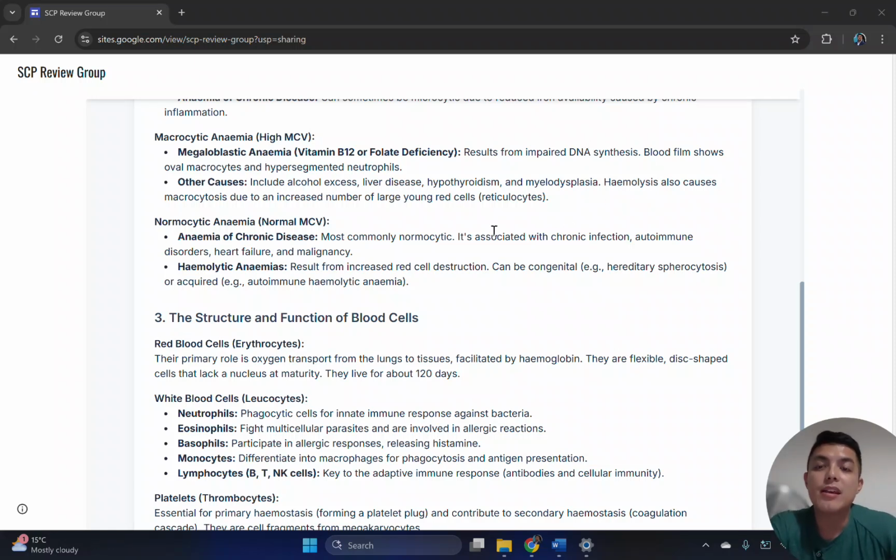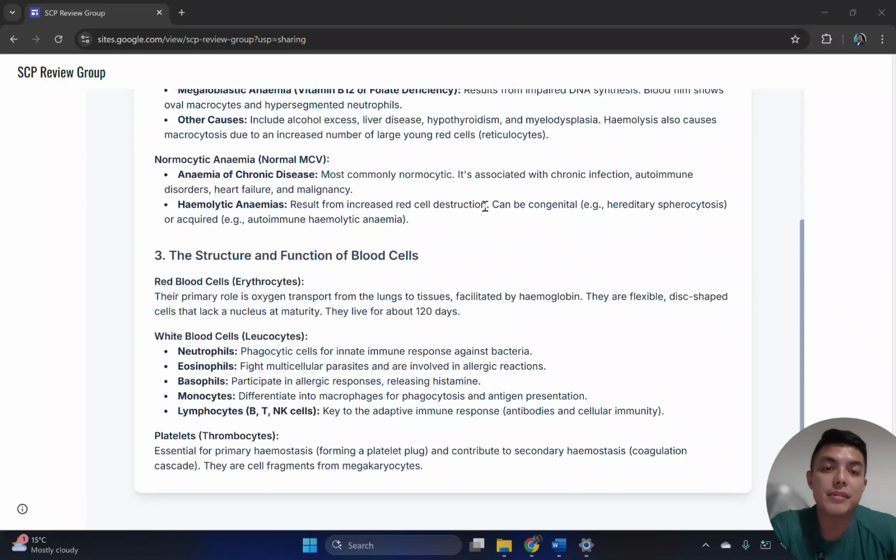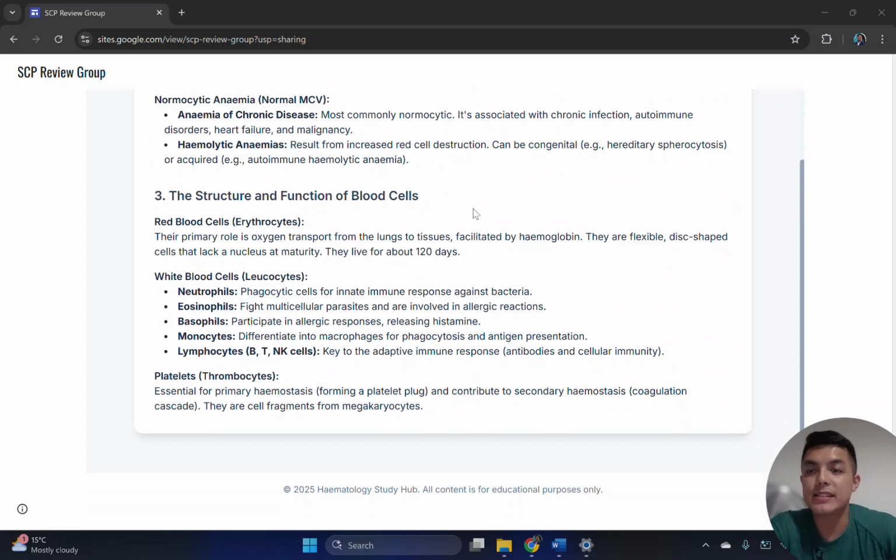Other causes might include alcohol excess, liver disease, hypothyroidism, myelodysplasia. Hemolysis also causes macrocytosis due to an increased number of large young red cells, which are termed reticulocytes.